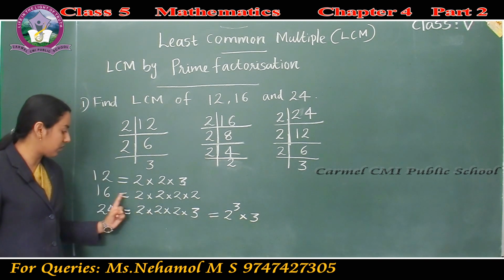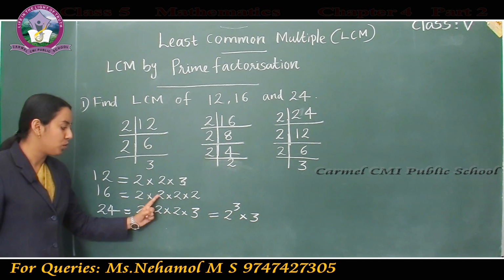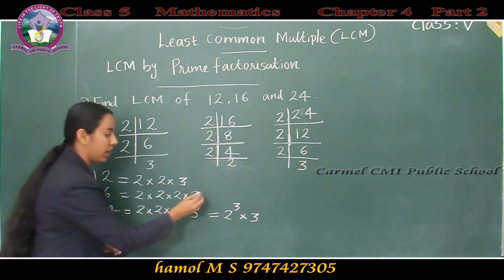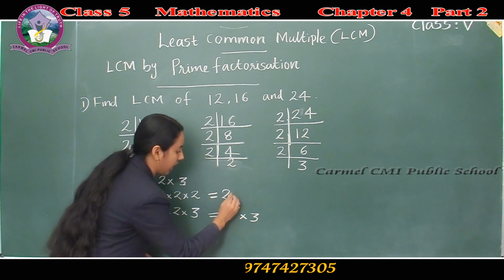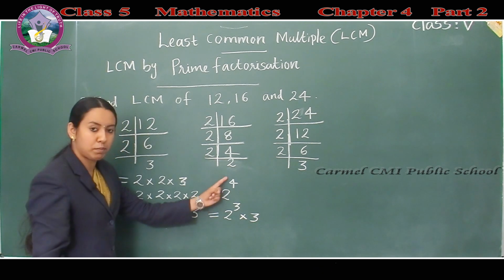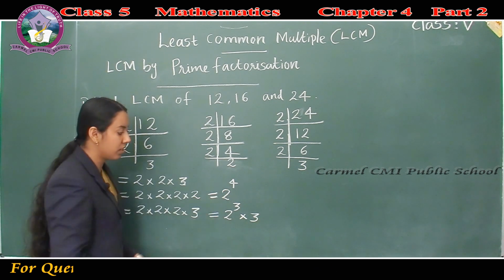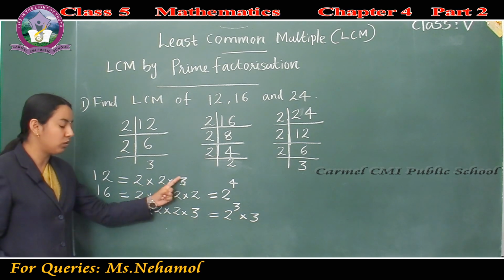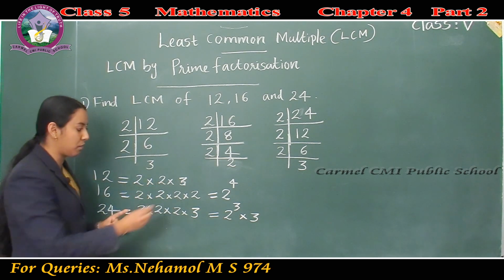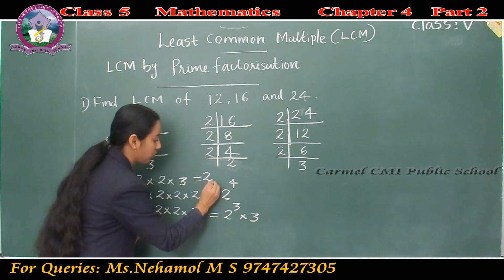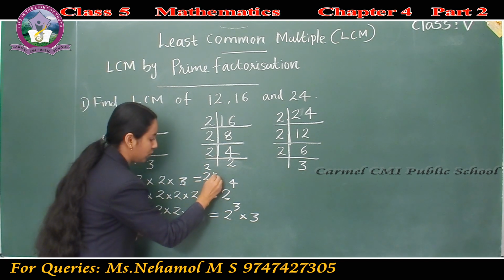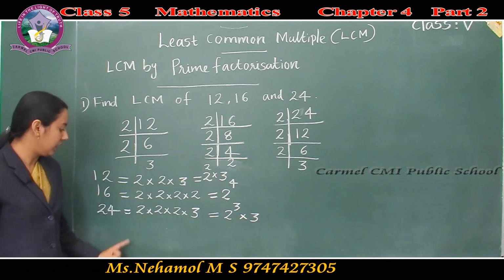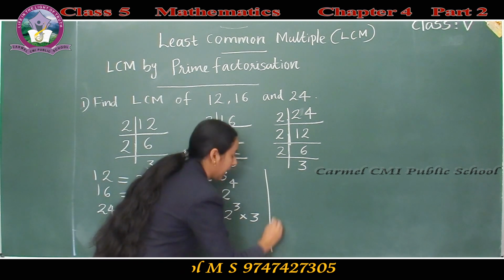Then next one 16. 16 equal to 2 into 2 into 2 into 2. 2 is multiplied 4 times, which is the same as 2 raised to 4. Power of 2 is 4. Then what about this one? 2 into 2 into 3. 2 is multiplied 2 times. So it is equal to 2 raised to 2 into 3. Then we have to find LCM.